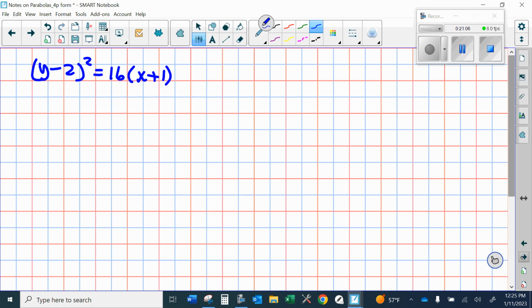So again, I'm looking at it. It says x equals y squared. X equals y squared is left or right, isn't it? So I know it's left or right. Here is my 4p right there. So I solve for it. I get p equals 4. So that means from the vertex to the focus, I'm going right 4 to positive 4. So that means it has to open to the right.